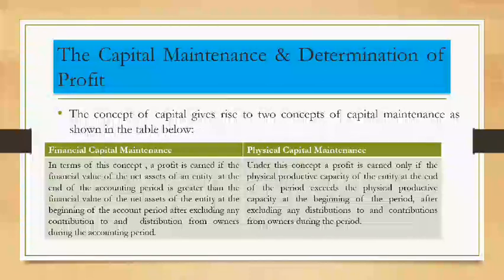So in other words, we are saying equity at the end of the accounting period minus equity at the beginning of the period, without taking into account the contribution by the shareholders or distribution to the shareholders, will show a profit or a loss. Then physical capital maintenance. Under this concept, a profit is earned only if the physical productive capacity of the entity at the end of the period exceeds the physical productive capacity at the beginning of the period, after excluding any contributions by the shareholders or distributions to the shareholders during the period.